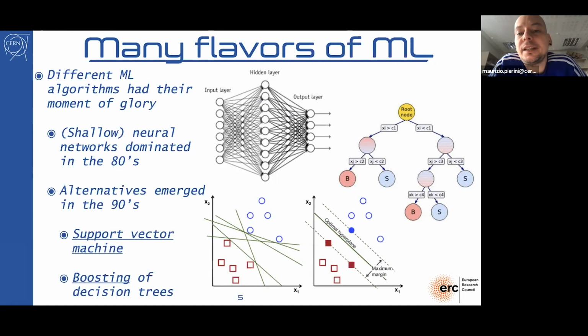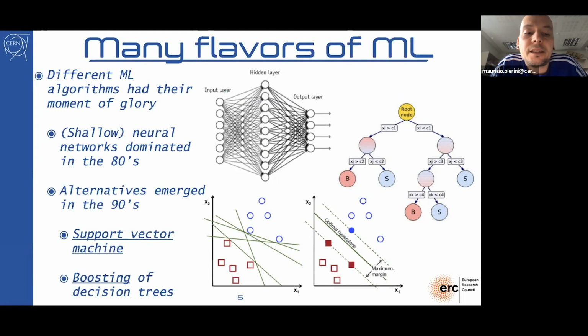Now, there are many flavors of machine learning. And of course, these days, when you think of machine learning, you immediately think of super deep, complex neural networks. But the essence is in some sense architecture independent. Certainly until the 80s, shallow neural networks, so neural networks with one layer, the thing that you see in the middle of the slide, were the dominant tool for machine learning.